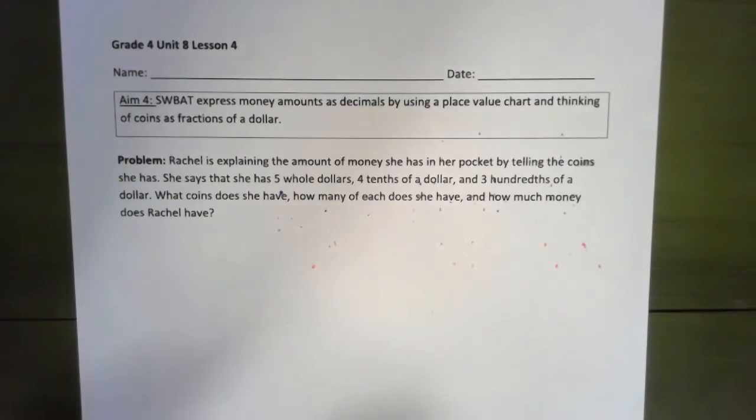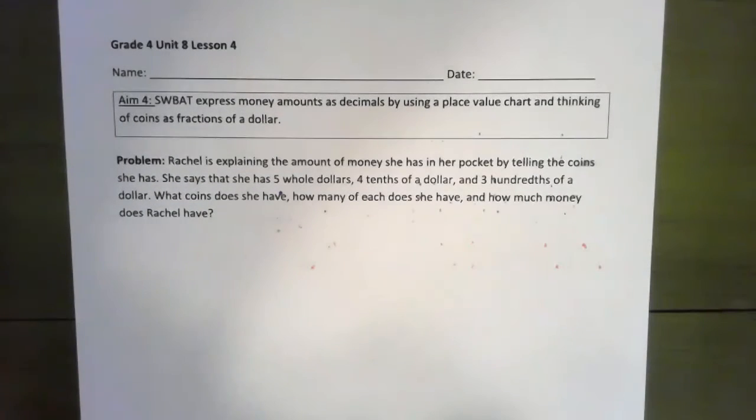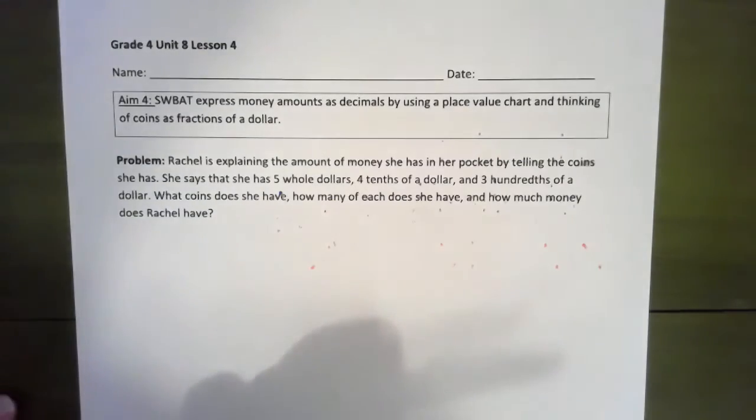Rachel is explaining the amount of money she has in her pocket by telling the coins she has. She says that she has 5 whole dollars, 4/10ths of a dollar, and 3/100ths of a dollar. What coins does she have? How many of each does she have? And how much money does Rachel have? Go ahead and read the problem again to yourself. I'm going to annotate mine. Again, you can write down important information and be sure to write down the questions we need to answer if you don't have a copy of this page.